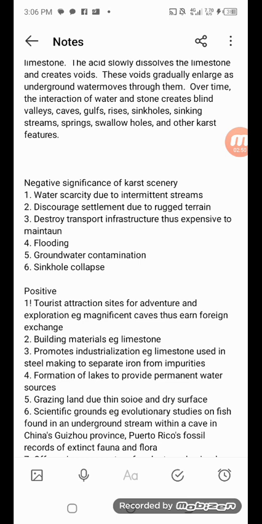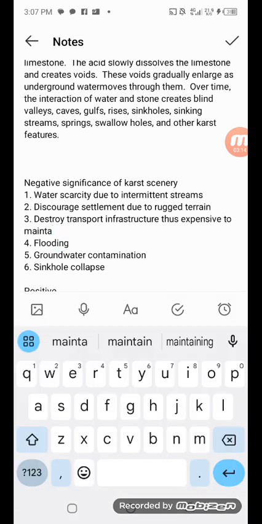Another negative significance is that it discourages settlement due to the rugged terrain. So the presence of grikes and clints, and we have the stalactites, gets to discourage settlement. And remember, this land can sink after some time, so it will not be convenient to draw. They also get to destroy our infrastructure, making it expensive to maintain.